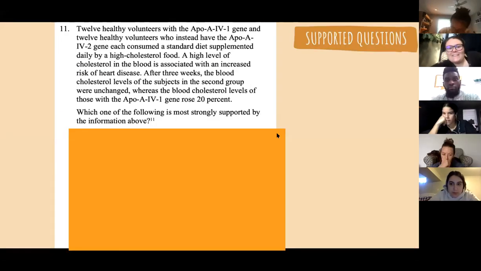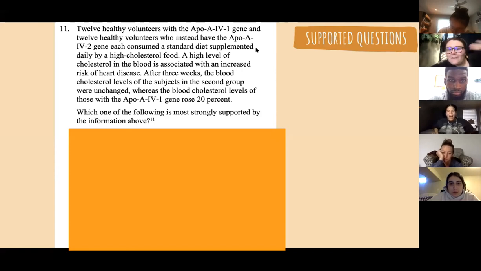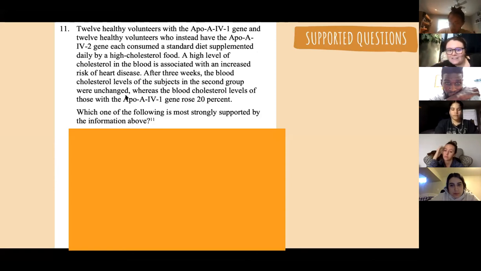All right, so here we have 12 people with gene 1 and 12 people with gene 2. I'm just going to call them gene 1 and gene 2, even though I know that's not quite what it is. So we have 12 healthy people with gene 1 and 12 healthy people with gene 2. They both had a diet that included a high cholesterol food. We know that if you have a high level of cholesterol, you have an increased chance of heart disease. And then after 3 weeks, those in the second group were unchanged. So gene 2's cholesterol level stayed the same, whereas in group 1, cholesterol levels grew 20%.